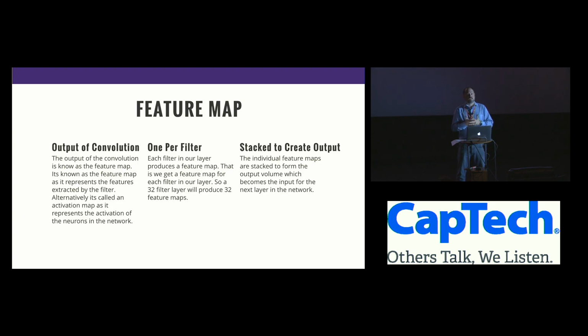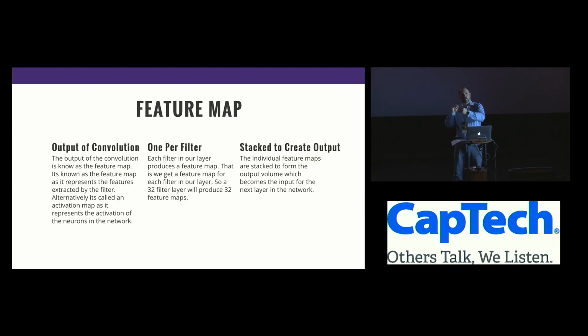So there's one of these per filter in our network, and each filter produces a feature map. And then we get a filter for every layer in our network. So a 32 filter layer will produce 32 feature maps. If I come in with my 28 by 28 and then I create a convolution with that 3x3, I'm going to create 32 of those 3x3 filters. I'm going to extract 32 feature maps, and then we're going to stack those to create the output. So I'm going to keep that 28 by 28 because I want to keep that spatial relationship of the image throughout my entire network. But I'm going to create 32 feature maps.